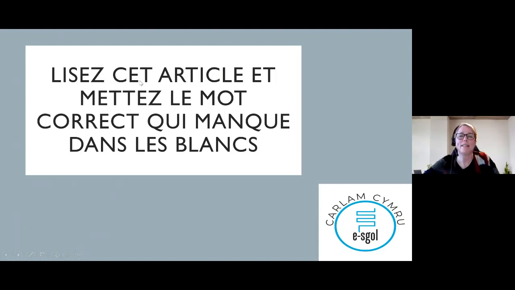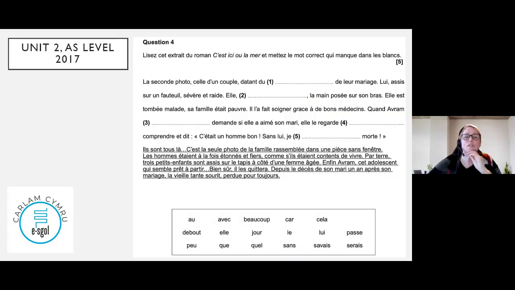Lisez cet article et mettez le mot correct qui manque dans les blancs. This is the cue for the gap fill questions. Question 4. Read this article, and you're putting the correct word which is missing in the gaps. This first one is taken from the 2017 paper. So again, read it through, skim it through. You've got 5 gaps here, haven't you? This underlining is the translation that you will come on to next, but it helps with the context. It gives you a bit more of an idea what's going on.